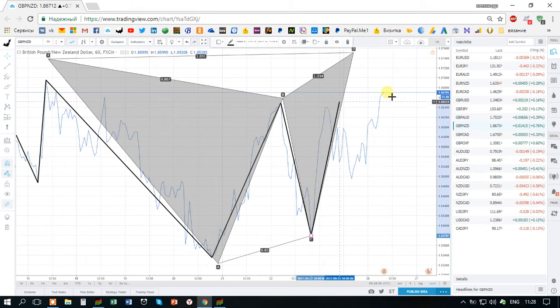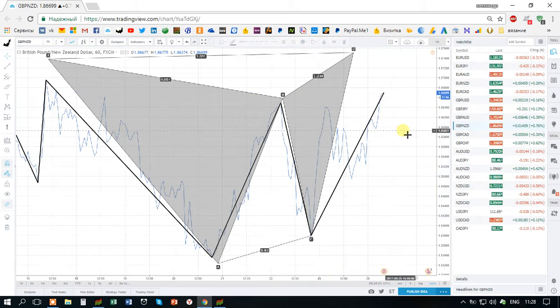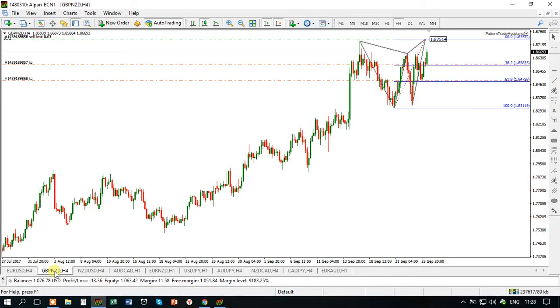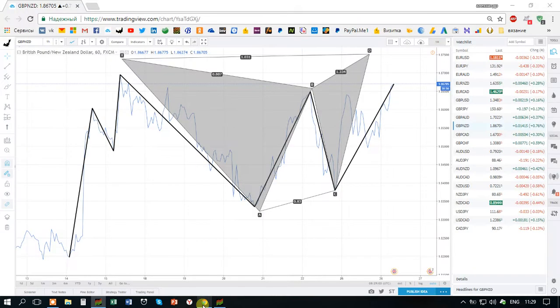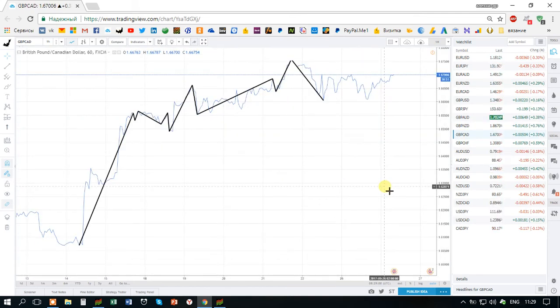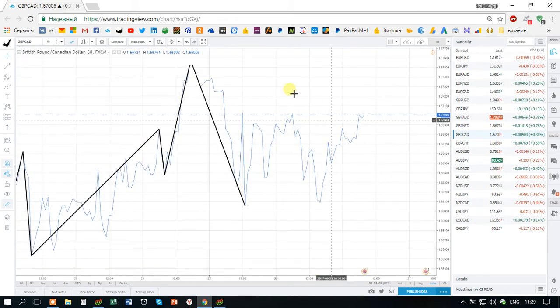Okay, violation of pound New Zealand, going higher, still have this trade. It is the same as a 4-hour. Pound New Zealand 4-hour butterfly pattern. It is seen on 1 hour as well. Pound Canadian, sometimes the trades are seen on 1 hour, sometimes they aren't.